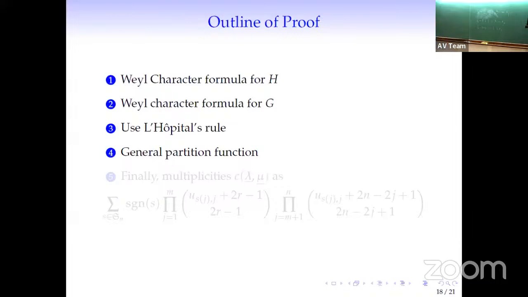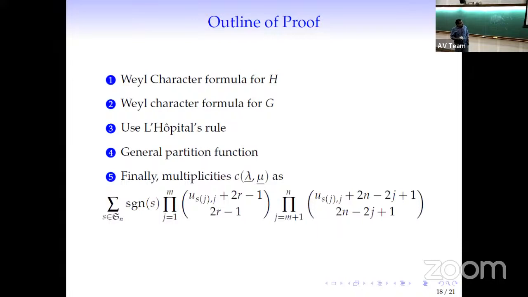Okay, just to give some outline, it will be a long proof. Mostly I did not use any combinatorial result or formula. I use the Weyl character formula, certainly. You have to use the Weyl character formula for both H and G, the two groups. And then there is a big expression for the L'Hopital rule, and then the general partition function. And then finally your multiplicity will come as this beautiful formula. So this is what you actually get. That's why it comes as a determinant.